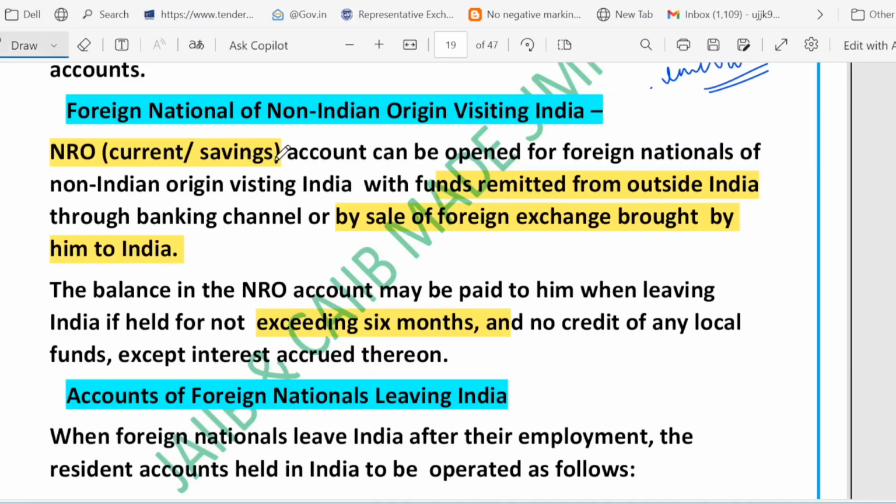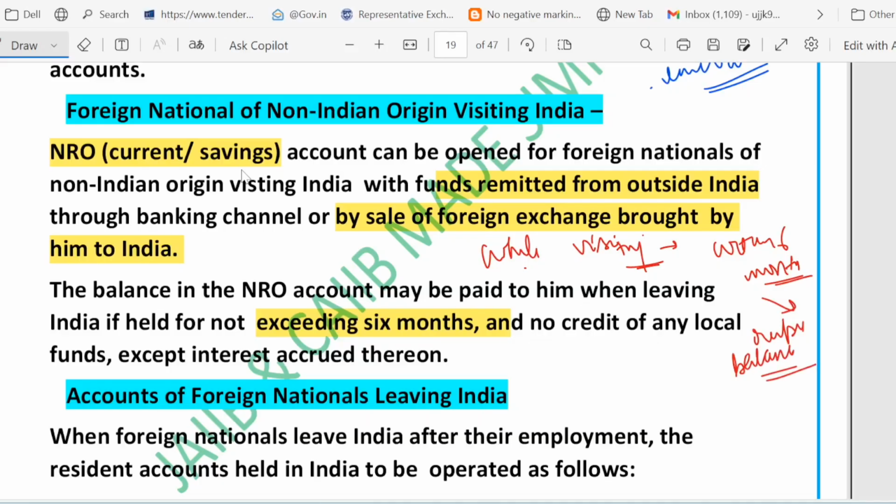In a simple way we can say that if you open the account while visiting and leave within 6 months, you can withdraw your rupee balance when you depart. Right, that is the point.